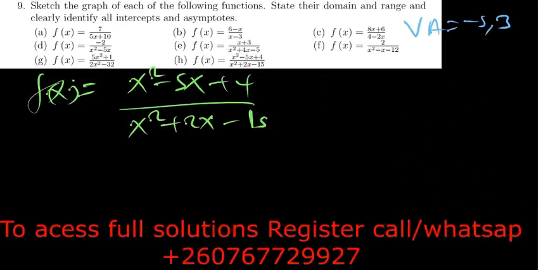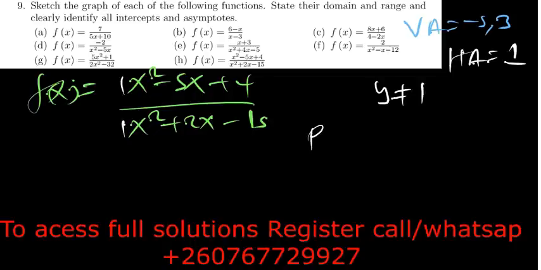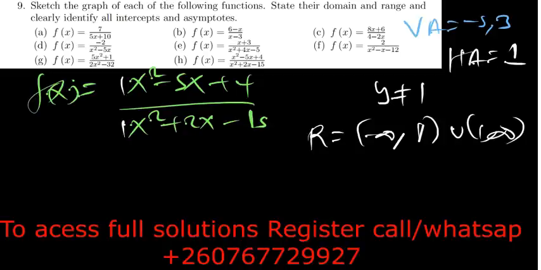If the numerator and the denominator have the same degree of power, then we divide the coefficients. So in that case, it's going to be 1 divided by 1, which is 1. The coefficient here is 1, the coefficient here is 1. So the range, y should not be equal to 1. So the range will be from negative infinity to 1, not included, 1 to positive infinity. As simple as that.